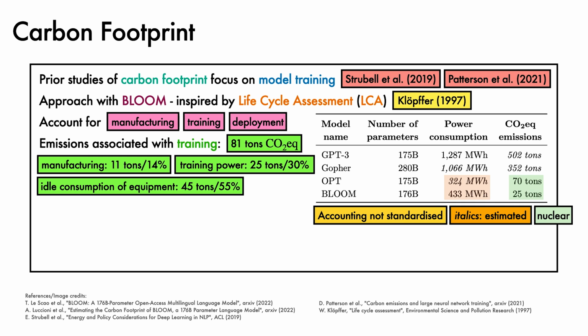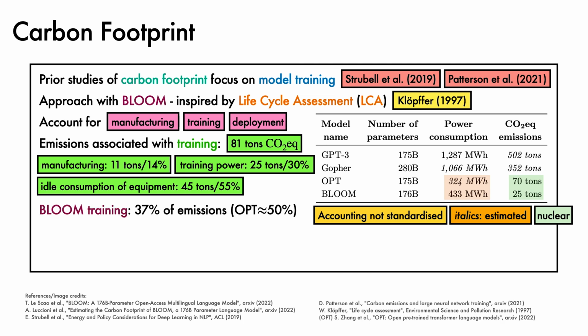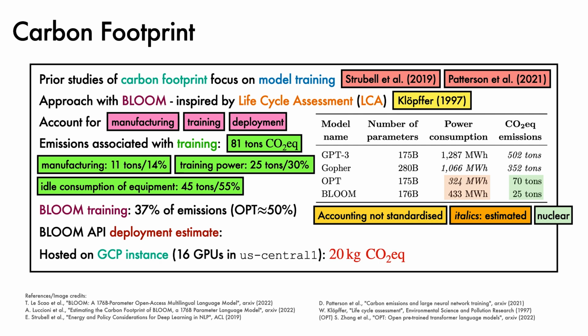When considering training emissions versus those of evaluation and intermediate experiments, it is estimated that the final BLOOM training run represents 37% of overall emissions, which is a bit lower than the 50% estimate made by the authors of the OPT study. To explore the emissions associated with real-time deployment, a BLOOM API was hosted on a GCP instance with 16 GPUs in US Central 1, which resulted in approximately 20 kilograms of CO2 equivalent per day. This is, of course, not representative of all use cases, but provides a point of reference.